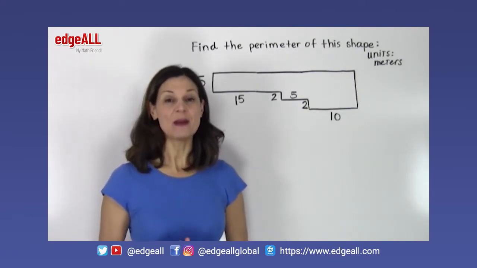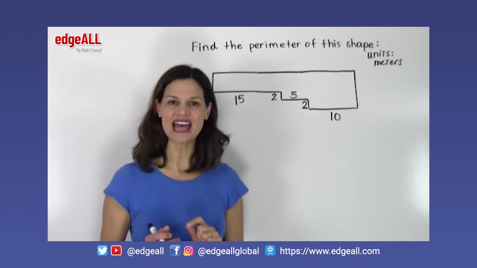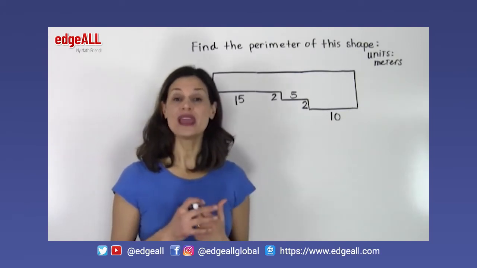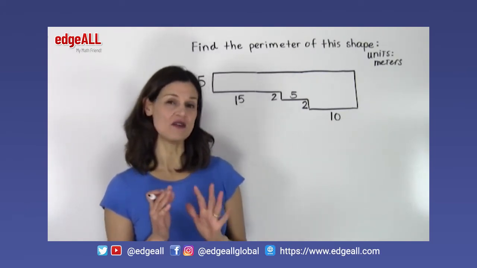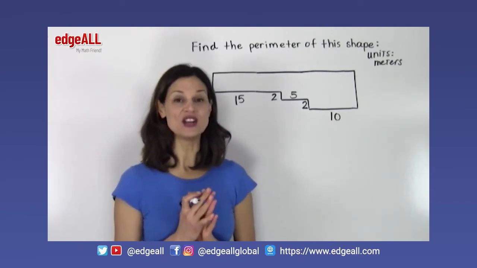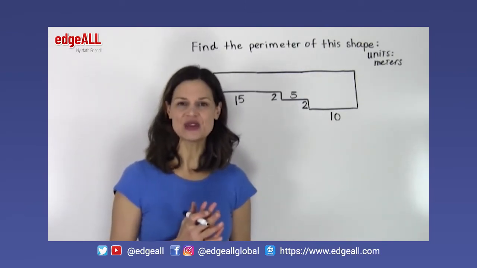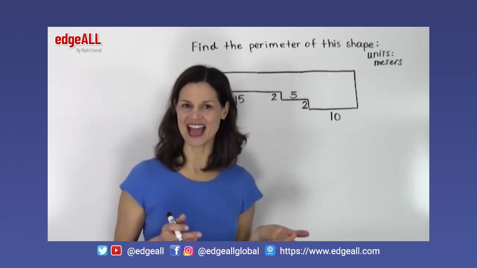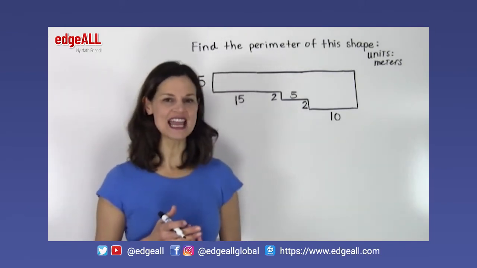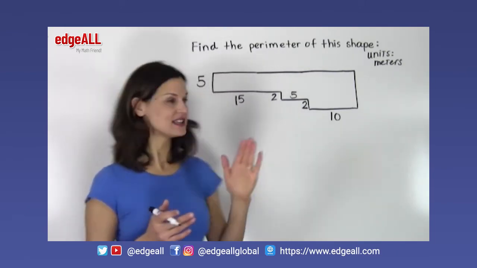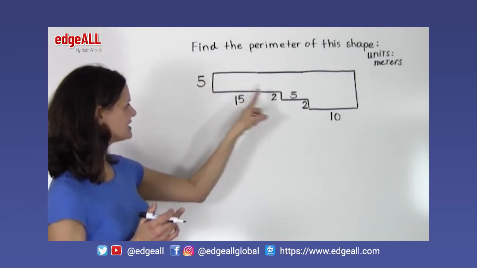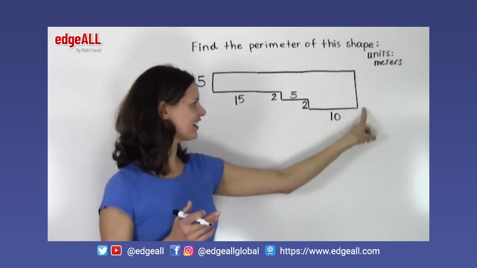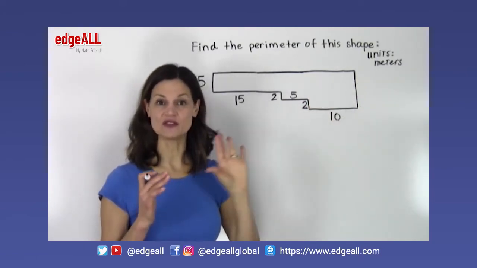So remember that the perimeter is the sum of the length of all the sides of a shape. In this case, we have measurements of the lengths of most of the sides, but not all of them, so we need to use the information available to determine the length of the rest of the sides. So first, let's take a look at the vertical sides, the sides that are going up and down here, here, here, and here.